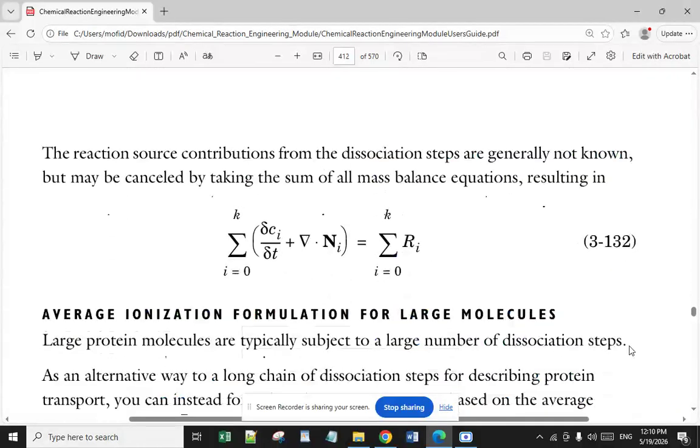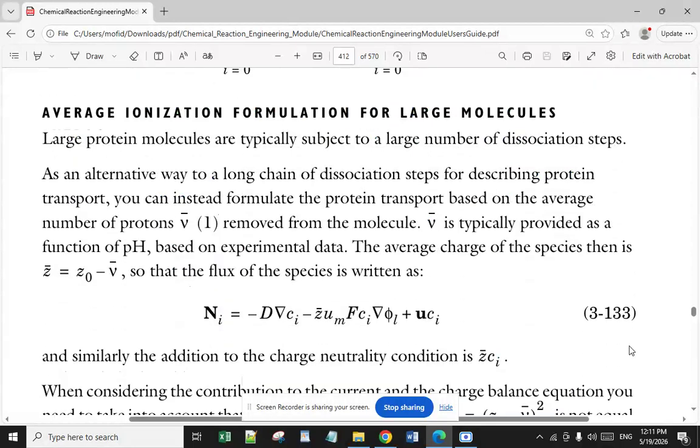The reaction source contributions from the dissociation steps are generally not known but may be cancelled by checking the sum of all mass balance equations, resulting in the following. Now I want to go through the average ionization formulation for large molecules.